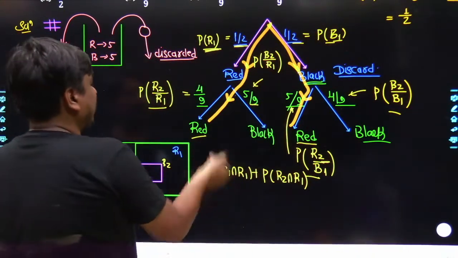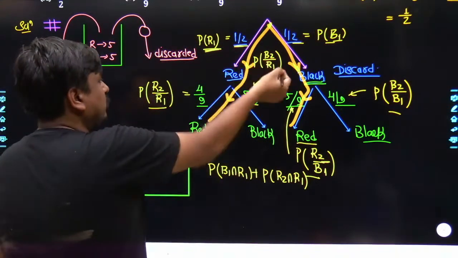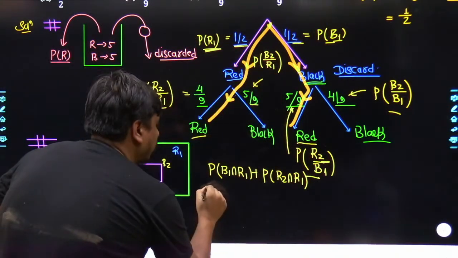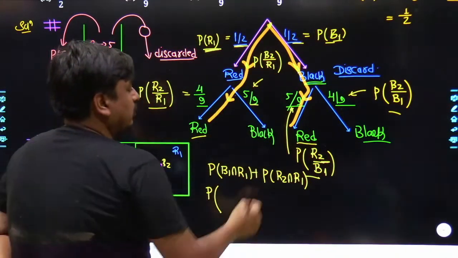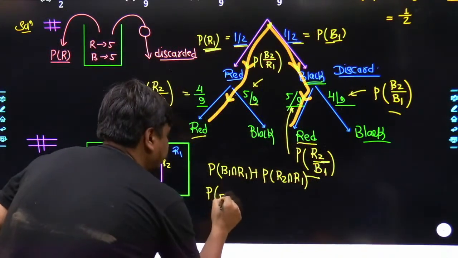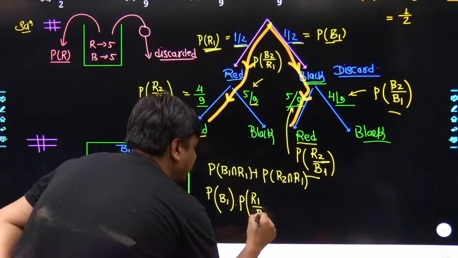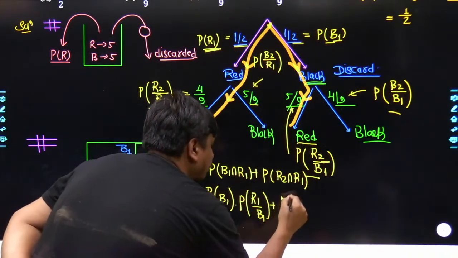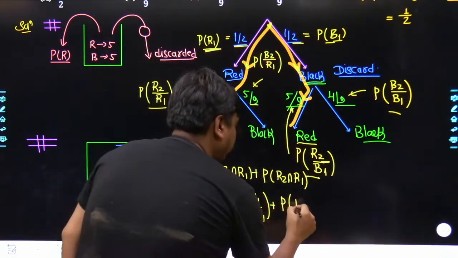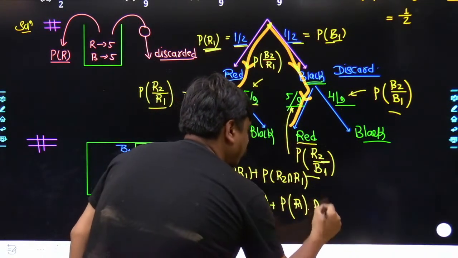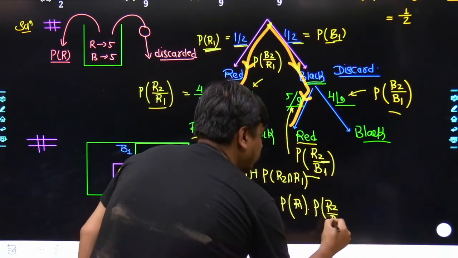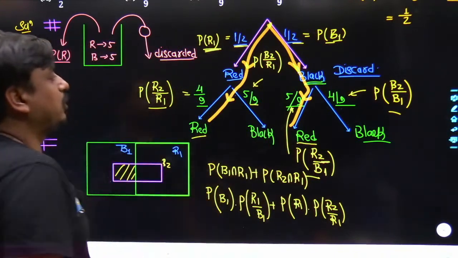This worth has already been calculated. Now, if you want, you can check it over here. This is P of B1 into P of R2 given B1, and here it goes P of R1 into P of R2 given R1. See, all data were very same.